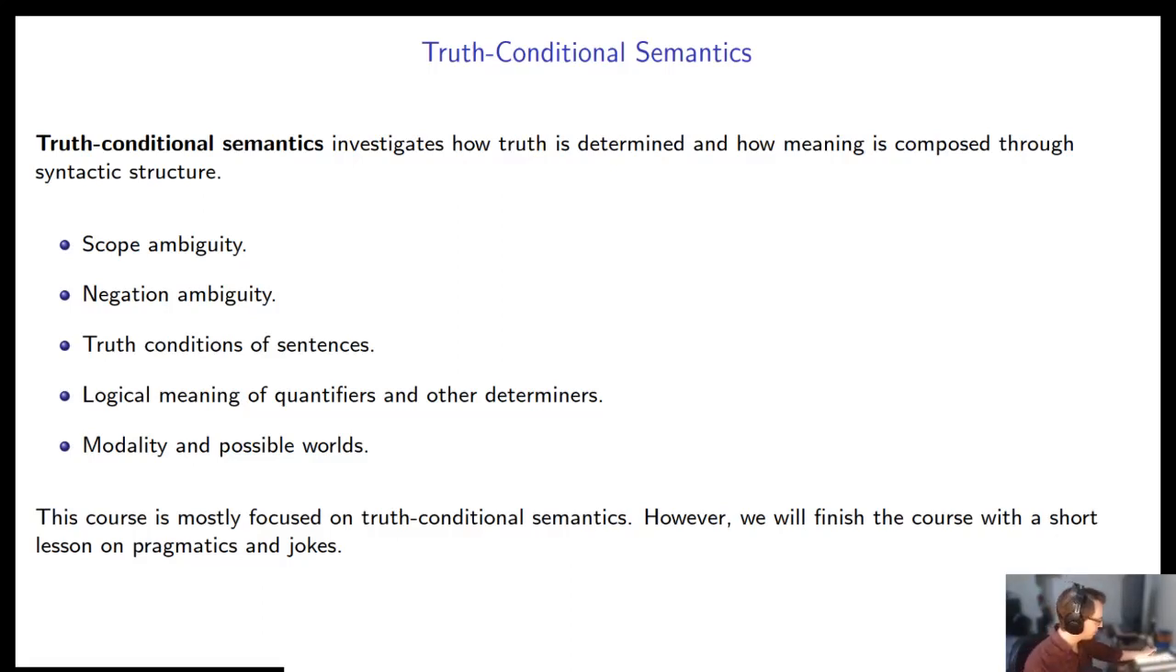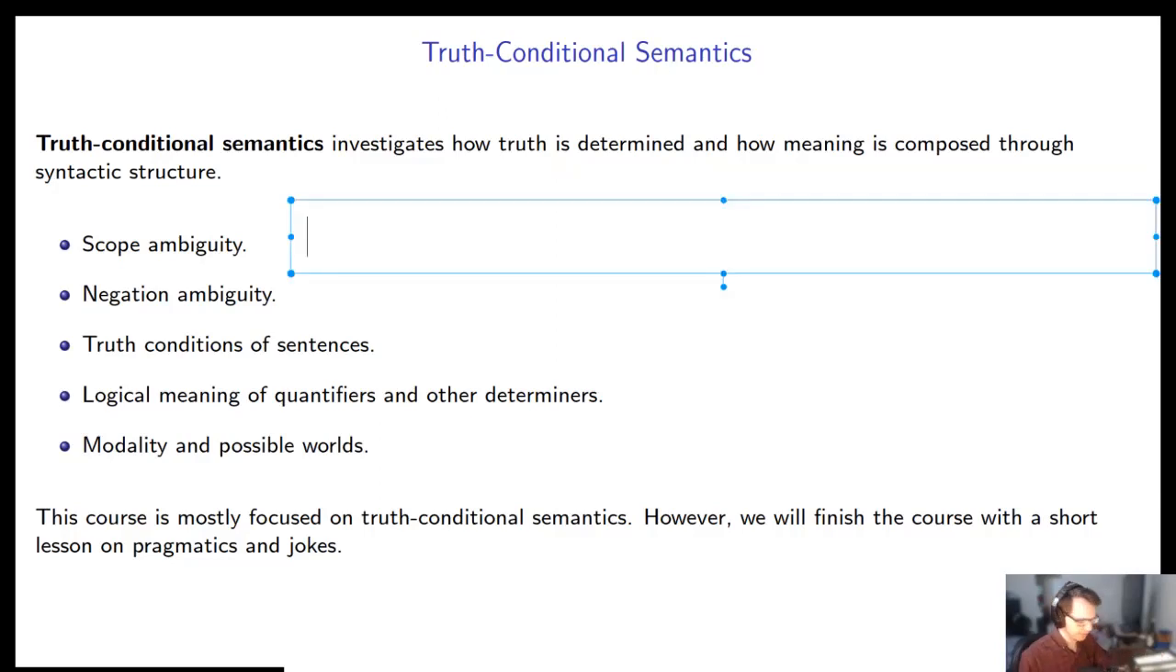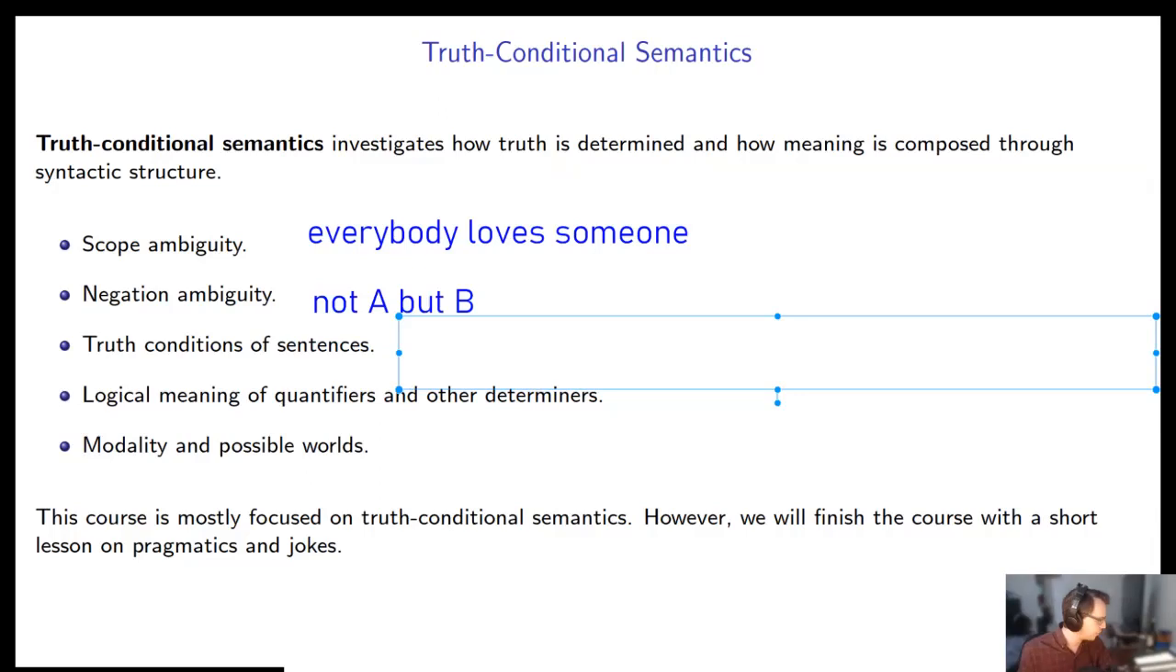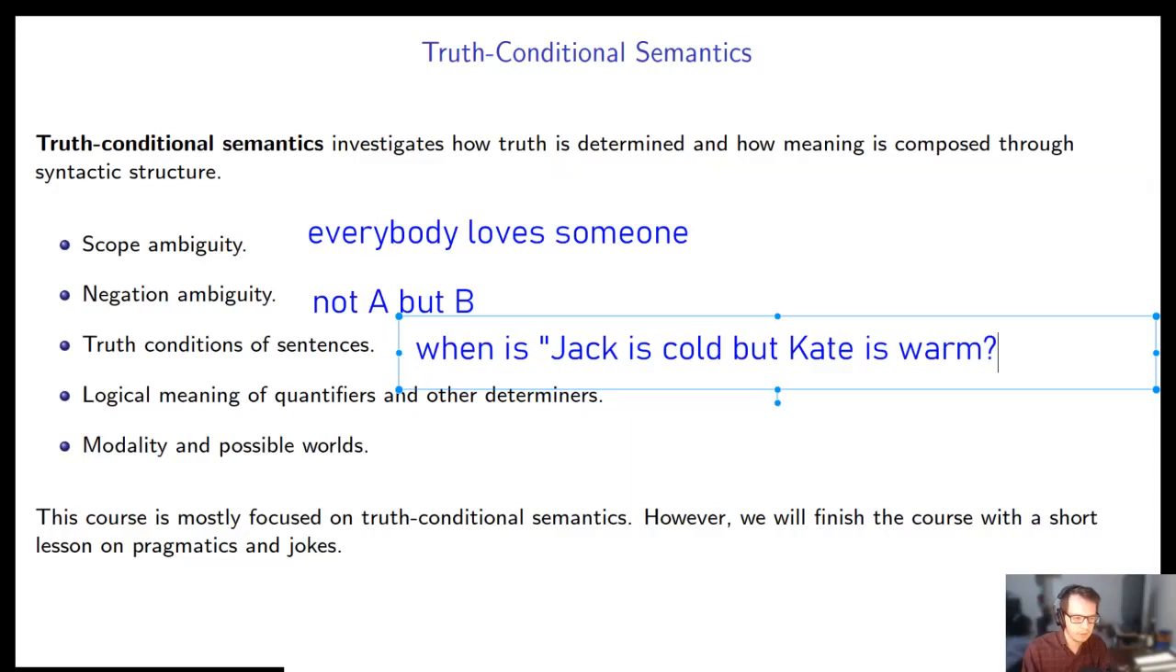So we talk about scope ambiguity. So this is the "everybody loves someone" example. We talk about negation ambiguity. So this is the "not A but B" example that we saw before. So the truth conditions of sentences. So when is "Jack is cold, but Kate is hot, or Kate is warm" true? You can ask a question like that. When is that sentence true?